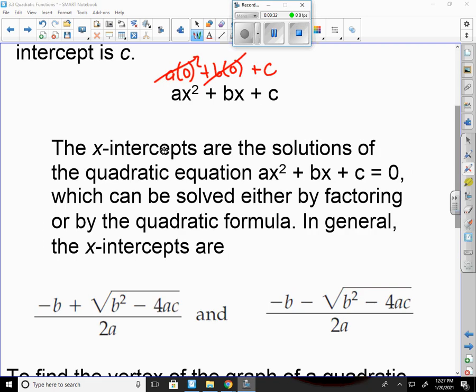So then the x-intercepts are the solutions of the quadratic equation ax squared plus bx plus c equals 0, which can be solved either by factoring or by the quadratic formula. In general, the x-intercepts are negative b plus the square root of b squared minus 4ac all over 2a, and negative b minus the square root of b squared minus 4ac all over 2a. Now you've seen the quadratic formula before. This is just splitting up the plus and minus aspects of it, but it is just the quadratic formula.